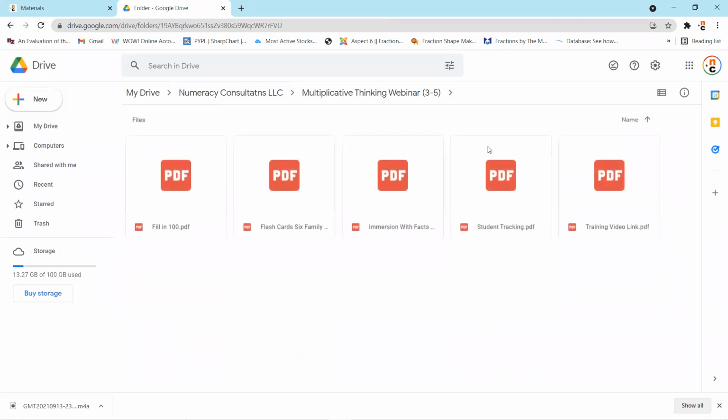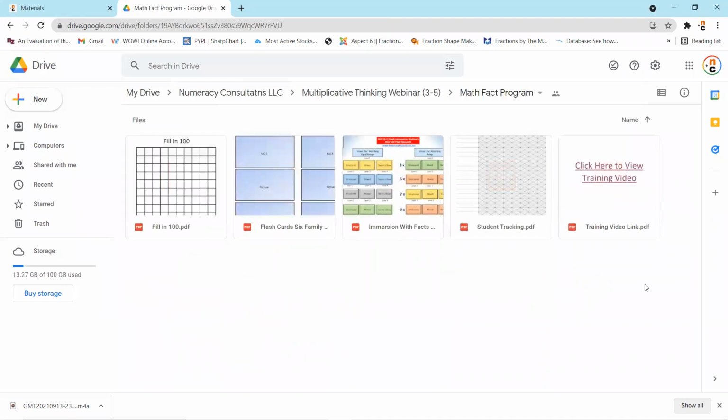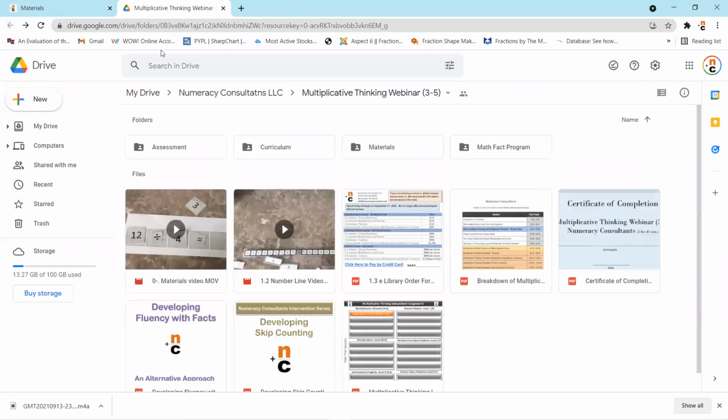And we have the Math Fact program. I can't really explain this one to you, but there's a video. It's like a 10-minute video. And it's really good for structured teaching, having your kids do really focused practice. So it's a nice supplemental piece to use with the rest of the program.